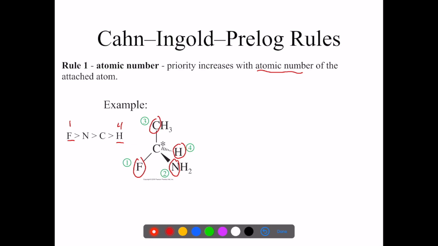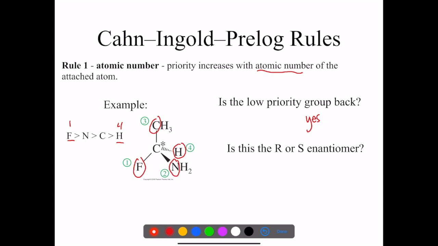So, is the low priority group in the back? Yes, as drawn. So that's really nice. We don't have to rotate it to make the assignment. Is it the R or S enantiomer? Well, 1, 2, 3 is counterclockwise, so that will be the S.